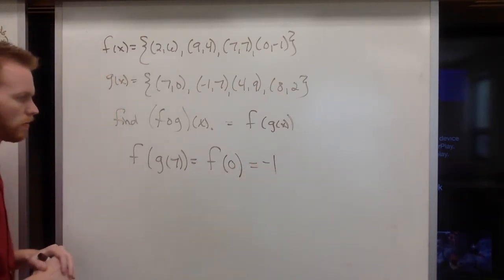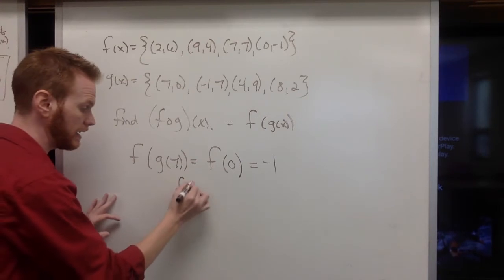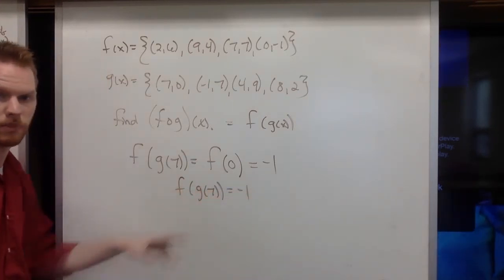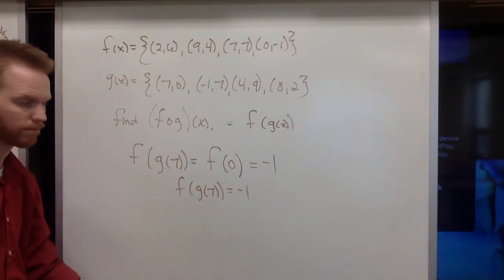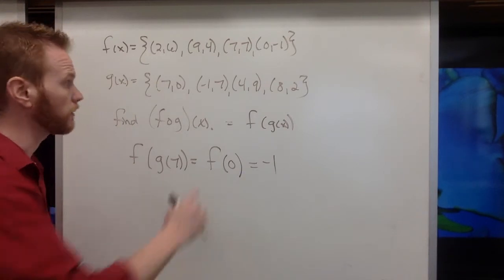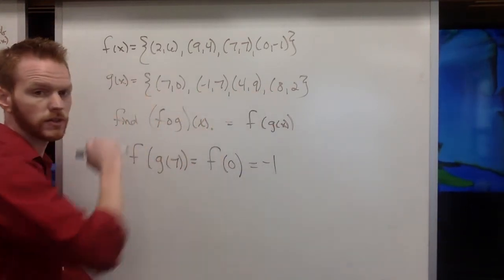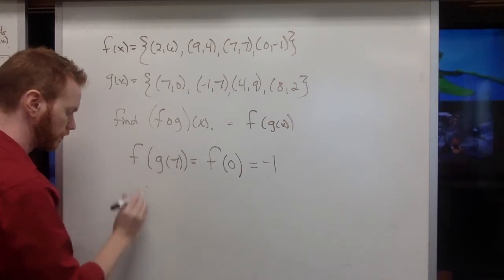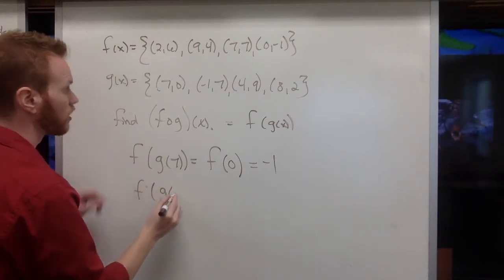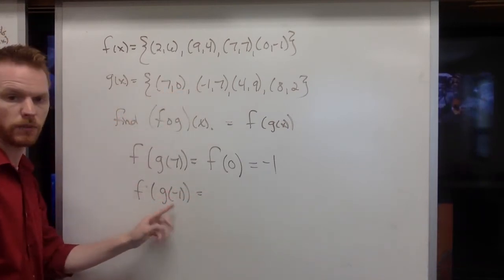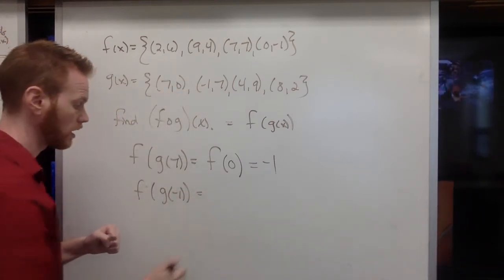Now, let me write this separately. If I did this, the answer would be -1 without that intermediate step. Does that make sense? Okay. Let's continue. Let's do it for every x value that's in g of x. So here we go. Let's plug in -1. If I plug -1 in, what would the entire thing equal?